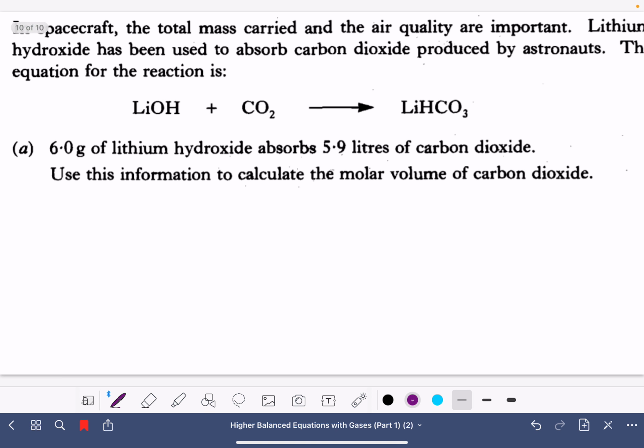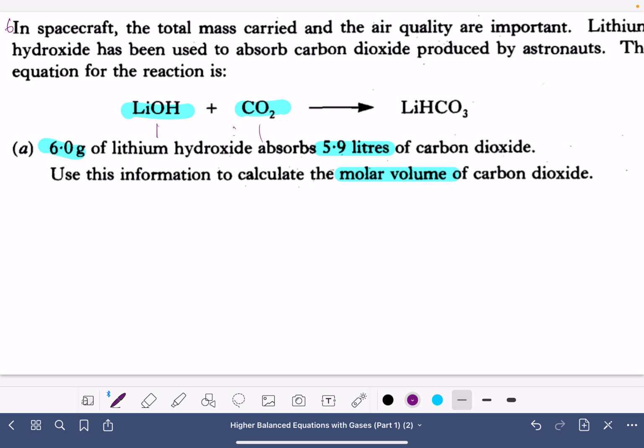Right, our final example then. In spacecraft, the total mass carried and air quality are important. Lithium hydroxide has been used to absorb carbon dioxide produced by astronauts. The equation for the reaction is shown. Okay, so I have 6 grams of lithium hydroxide, and that is going to absorb 5.9 litres of carbon dioxide. And I'm asked to work out molar volume. So this is something we've not done before in these examples, but we'll just use exactly the same relationships and technique. So it's a 1-to-1 ratio of reactants.